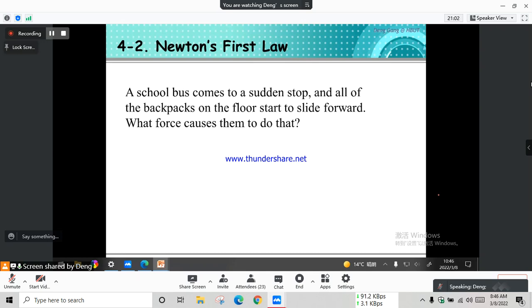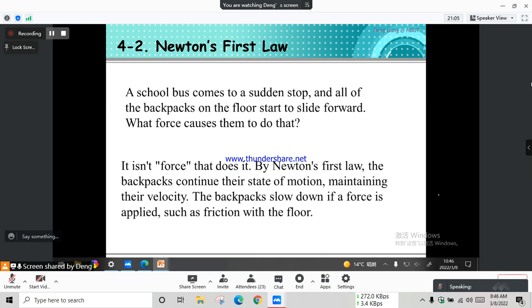Okay, so actually it isn't a force that does it. According to Newton's first law, the backpacks continue their state of motion. So the bus suddenly stopped, but you and the backpacks will keep on moving. So they want to keep their velocity. They do not want to stop. So that's why they will move forward.